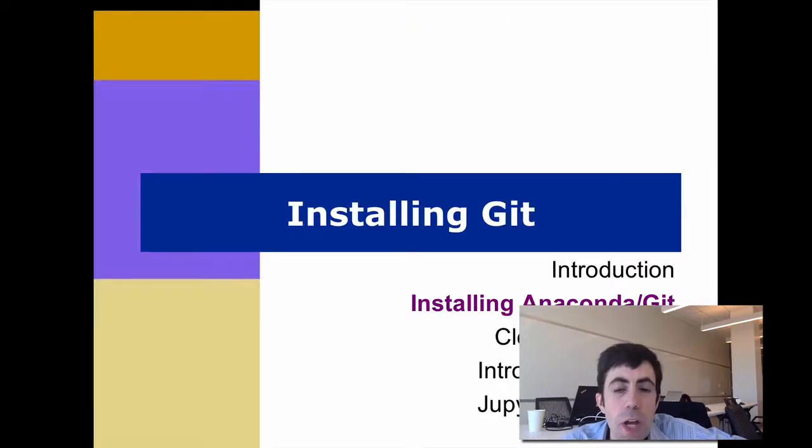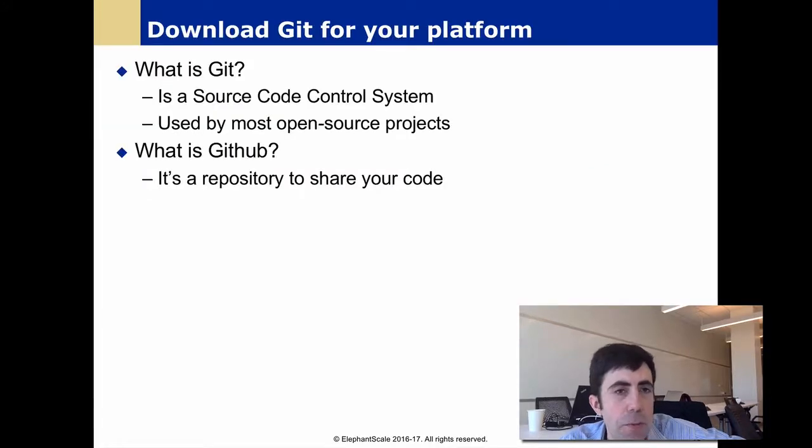Now, once we're done with downloading Anaconda, we're going to look at installing Git for our platform as well. And then we'll talk about that. Git is the source code control system, and GitHub is a repository to share our code.